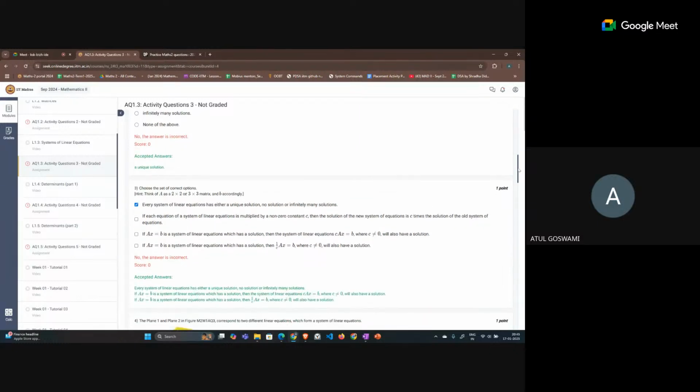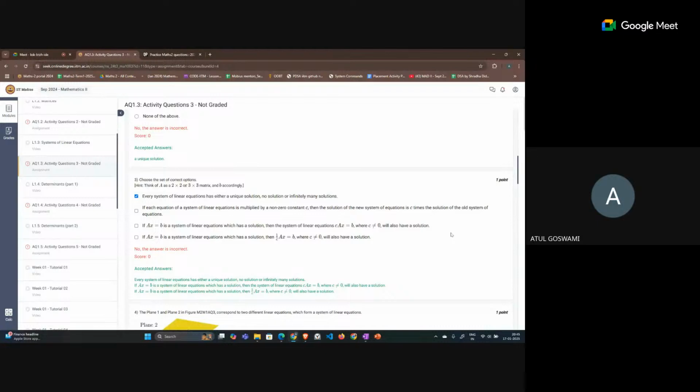What is the third option? The third option is: Ax equal to B is a system of linear equations which has a solution. Then the system of linear equations C times Ax equals B, where C is not equal to 0, will also have a solution. Is that true? So basically it is saying Ax equal to B has a solution. That means the determinant of A is non-zero, which means true. Then the system C times Ax will also have a solution, right?